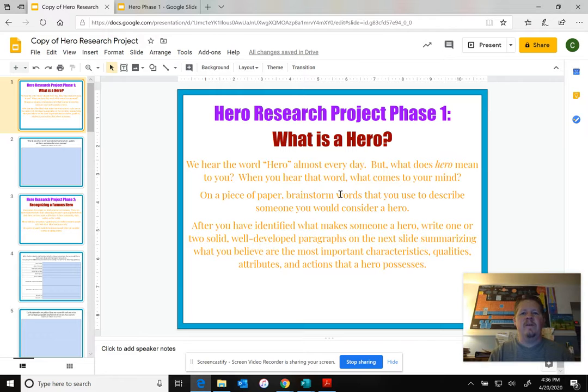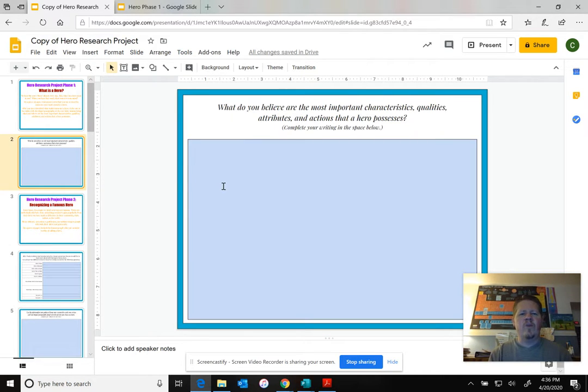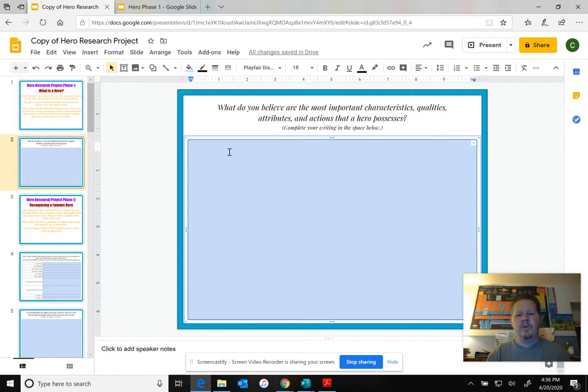In the first phase, you're going to define what a hero is to you. So, brainstorm some words that describe a hero, and then you're going to write 1 to 2 paragraphs about your definition. So anytime you see a blue shaded in area, you put your cursor there and begin typing in those spots. And this is what you're going to share with your teacher when you're done.